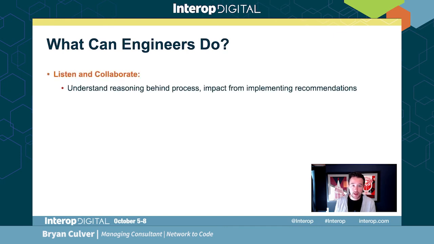Understand the reasoning behind the process and impact from implementing your recommendations. You may have a recommendation to completely re-architect the source of truth, but are you aware of all the different dependent systems that depend on that source of truth, or how that change might wreak havoc in other systems? You can open up dialogues with new team members. That would be a great way to understand how your changes can impact those other teams.